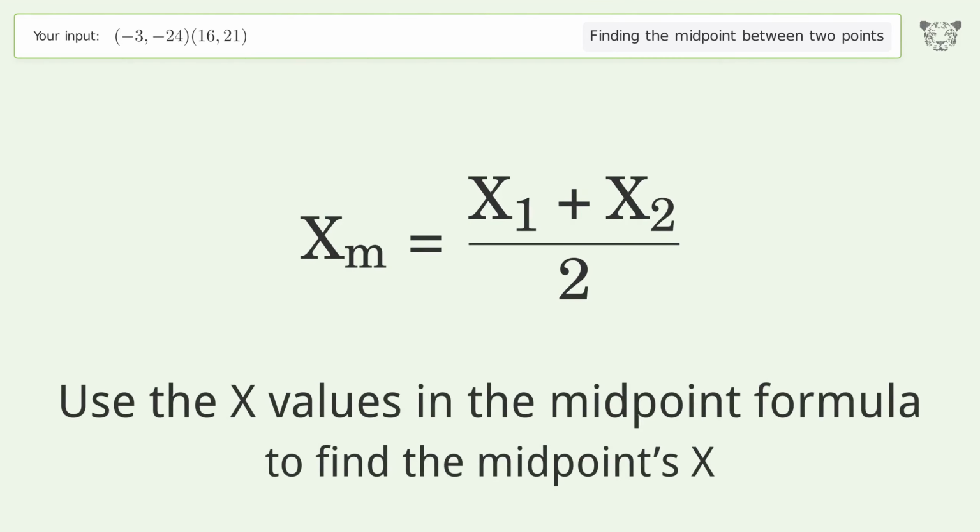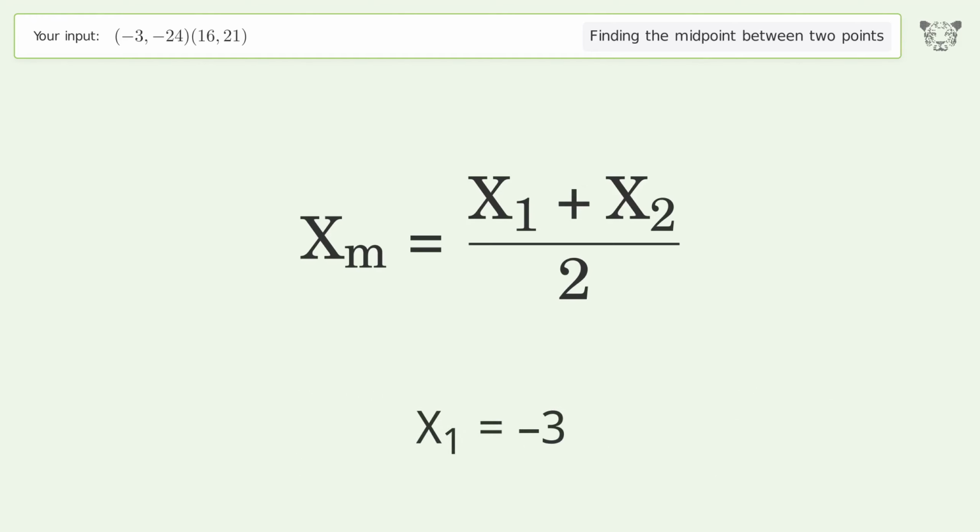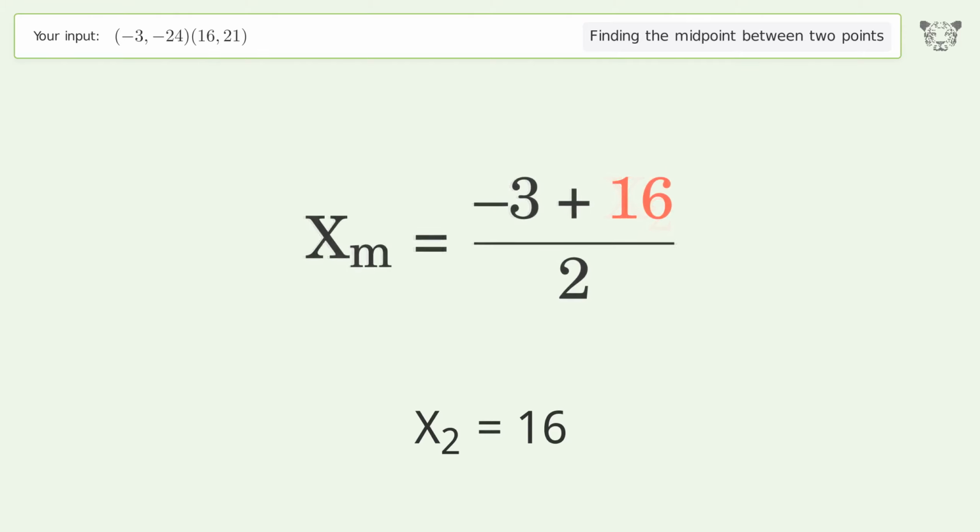Use the x values in the midpoint formula to find the midpoint's x. x1 equals negative 3. x2 equals 16. Simplify the arithmetic.